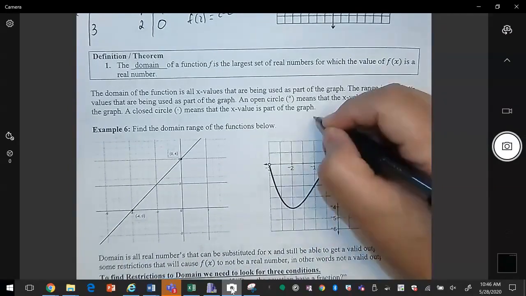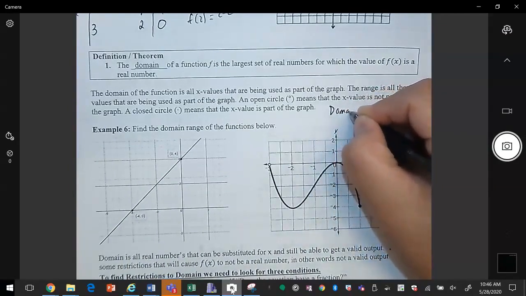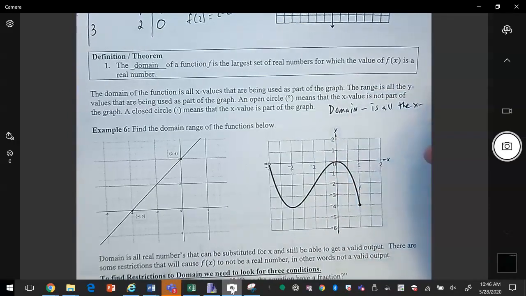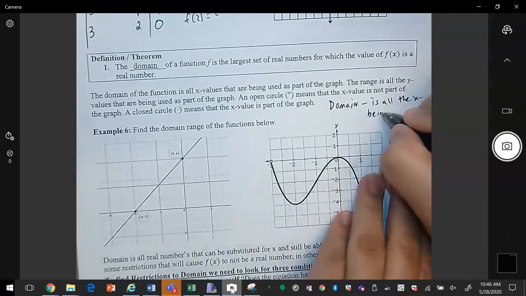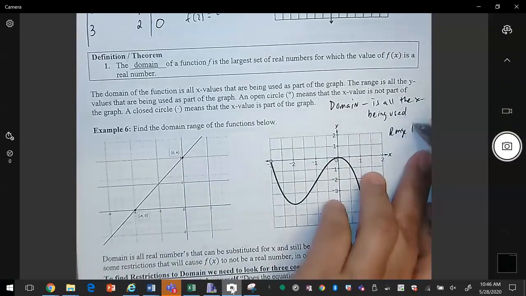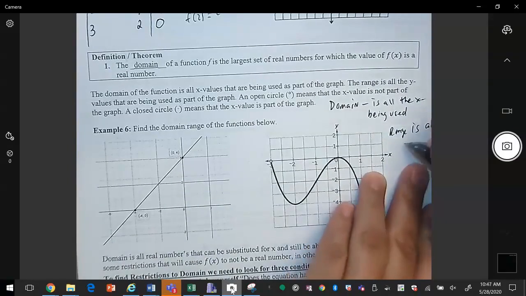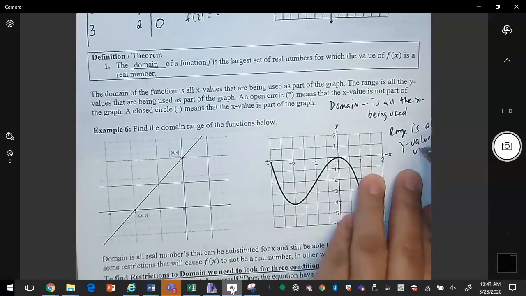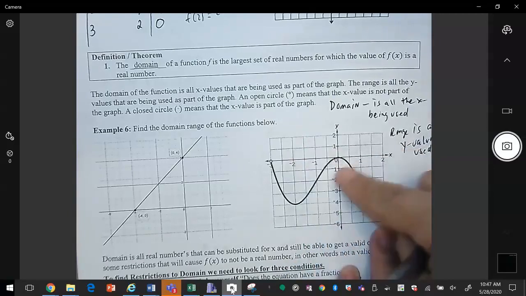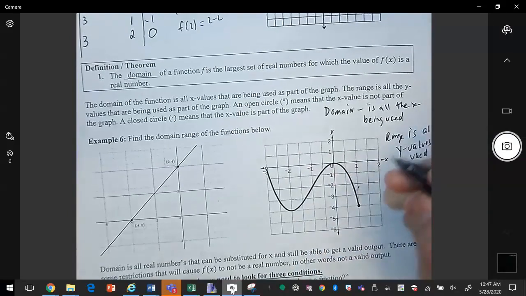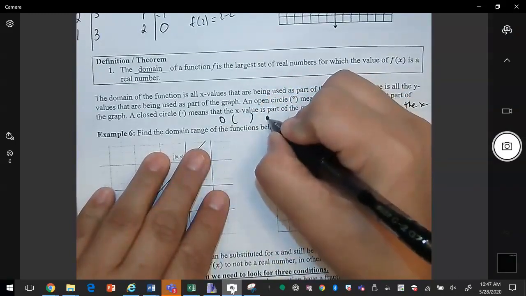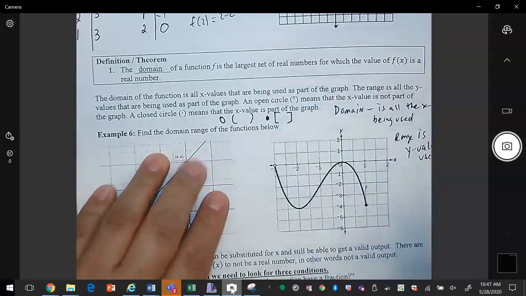So basically, what you want to think about is the domain is all the x's being used to make this graph. And then the range is all the y values that are being used to make up the graph. And another important thing is, if you have an open circle, we're going to use parentheses when we write domain. If you have a closed circle, we're going to use brackets.